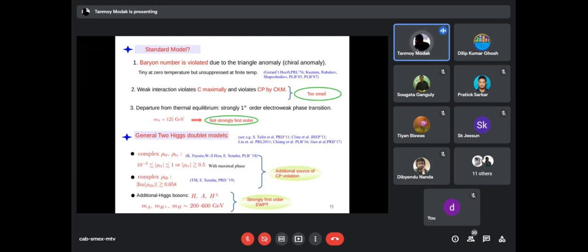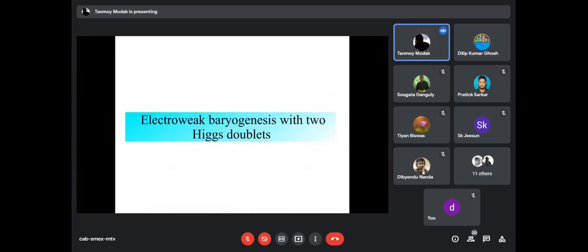If I have time and if you are interested, I can discuss. But the bottom line is, the general Higgs doublet model can account for the observed baryon asymmetry of the universe. Also remember these coupling values and this mass range, which will be useful in future slides. All right, so electroweak baryogenesis with two doublets.